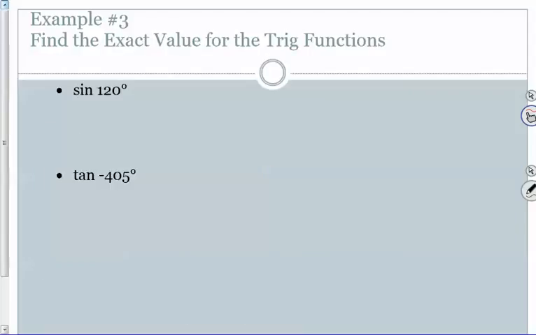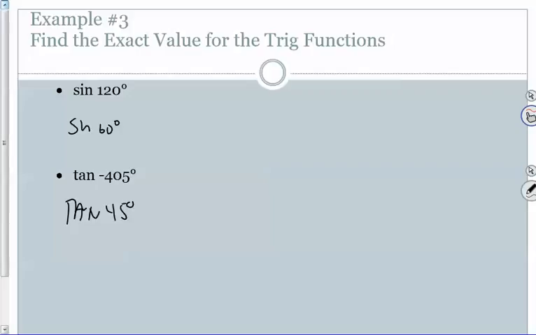How about the sine of 120 degrees? You have to think of where you're at. The sine of 120 degrees, what's the reference angle? It's basically like the sine of 60 degrees. And what about the tangent of negative 405? That's way bigger than 360, so that's like taking the tangent of 45 degrees, if that makes sense.